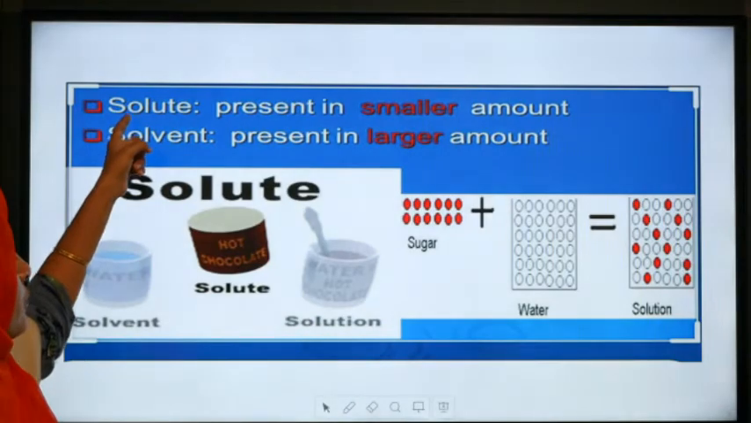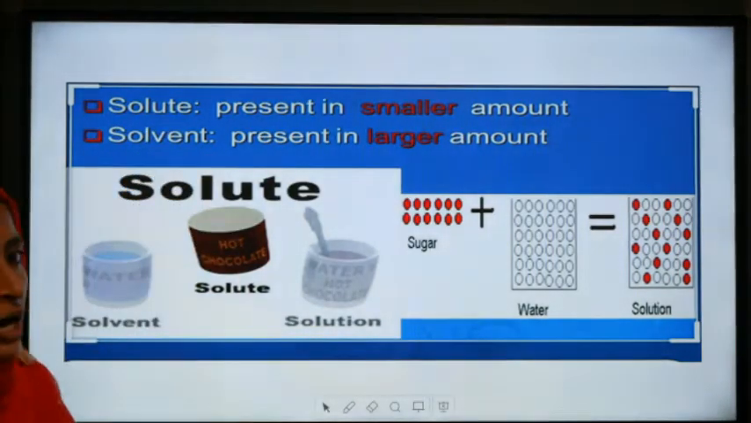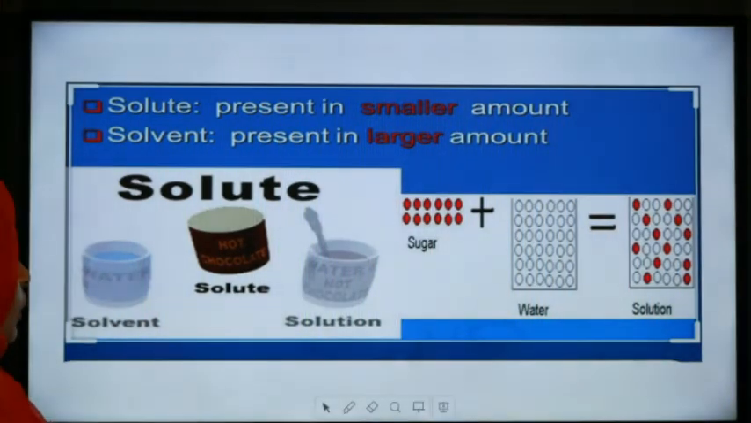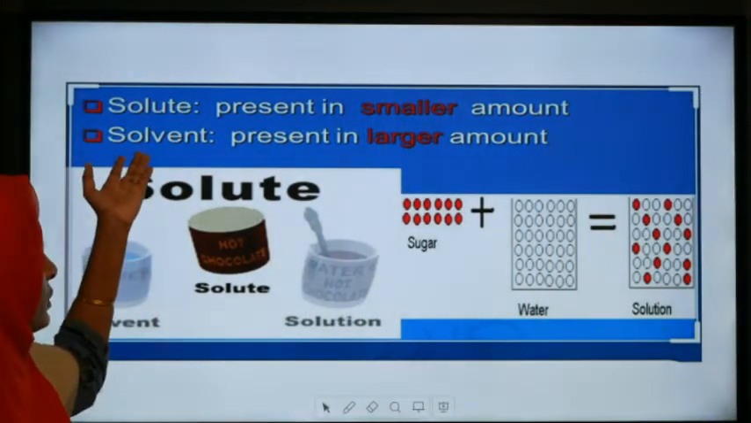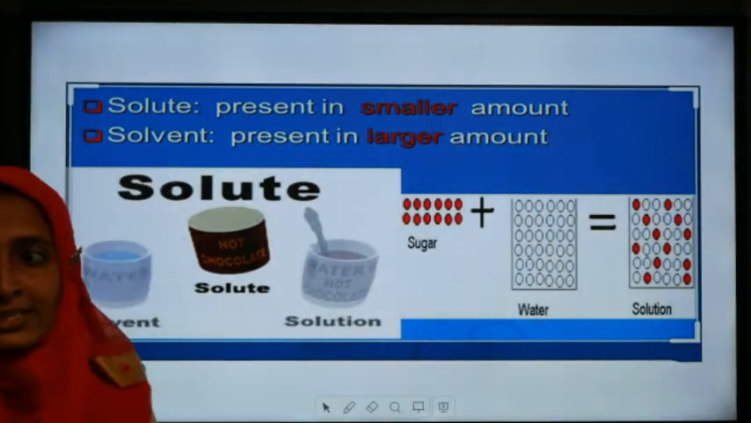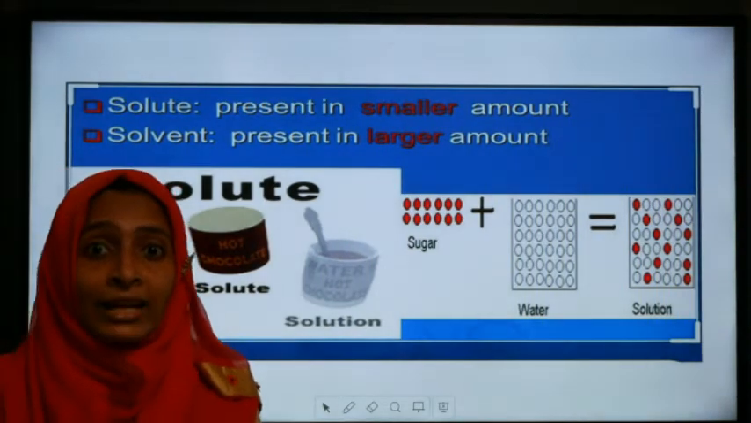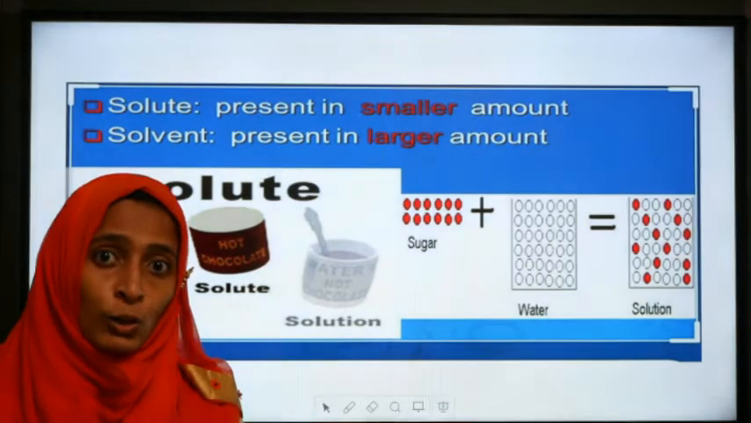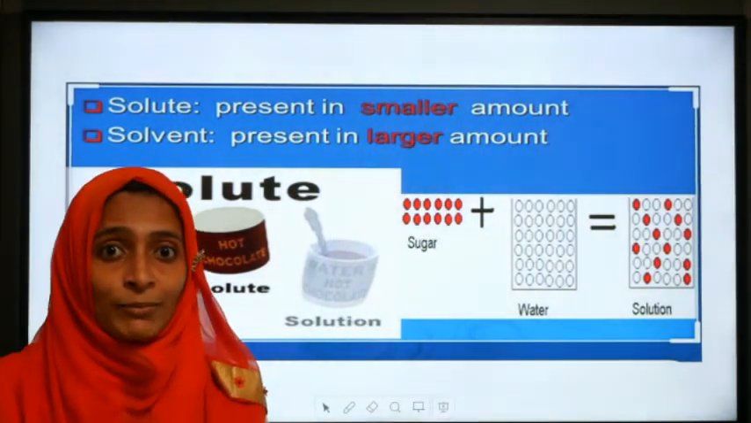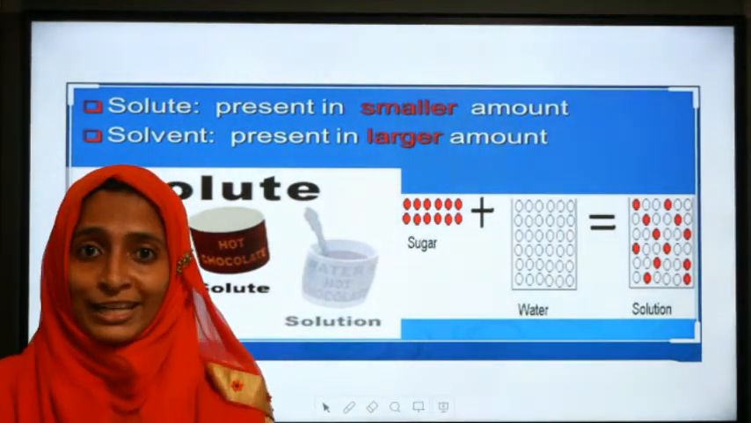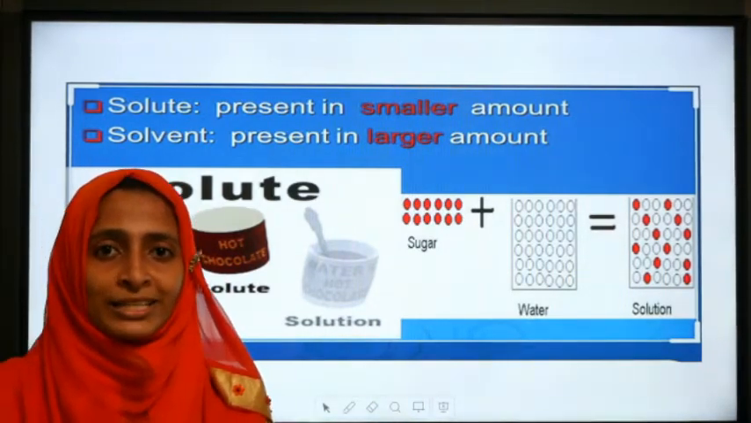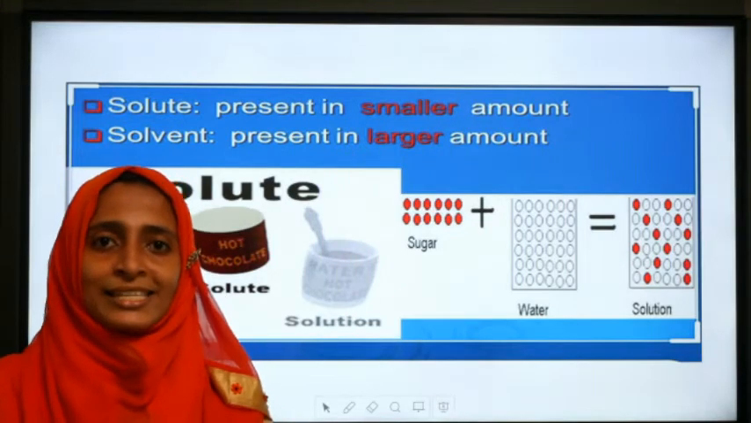Solute: 1, 2, 3, 4, 5, 6. There are 6 alphabets. Coming to solvent: 1, 2, 3, 4, 5, 6, 7. There are 7 alphabets. Which is larger? Solvent. Solvent is having 7 alphabets. So anything which is present in larger amount will be the solvent, and the lesser amount, that is having fewer alphabets, is solute.